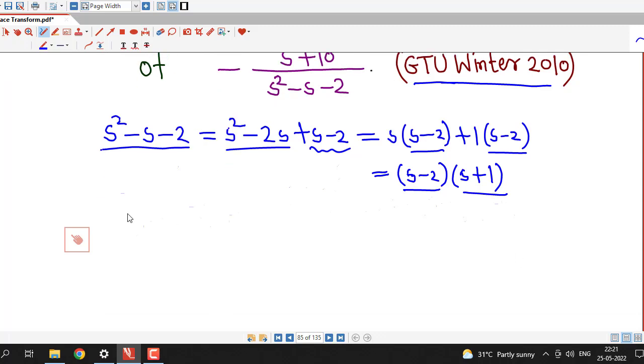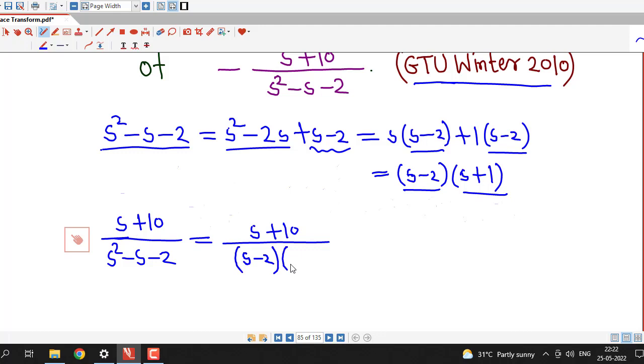So we can now write this function. Suppose we do not consider the negative sign, then we have s plus 10 divided by s square minus s minus 2. This I can rewrite as s plus 10 divided by s minus 2 times s plus 1.